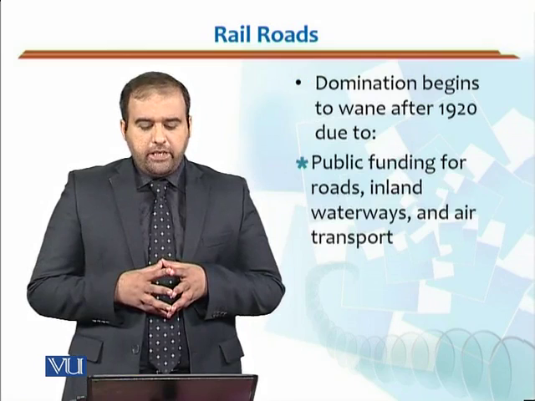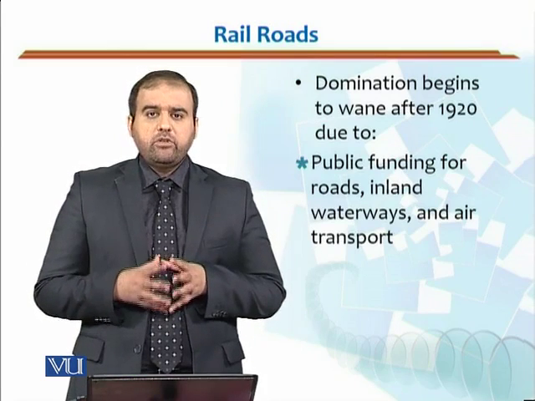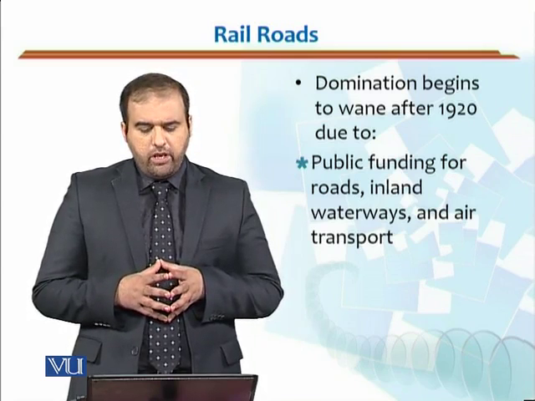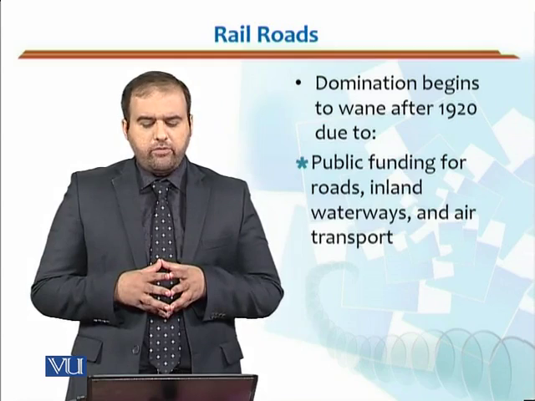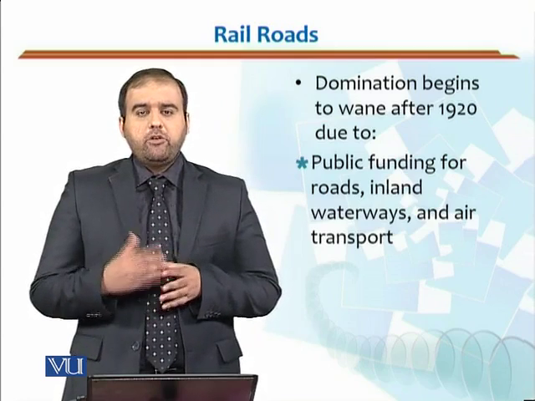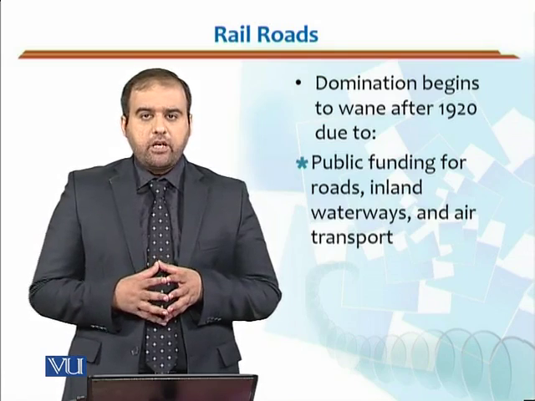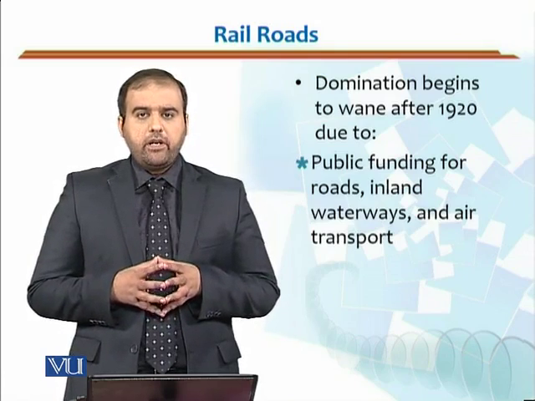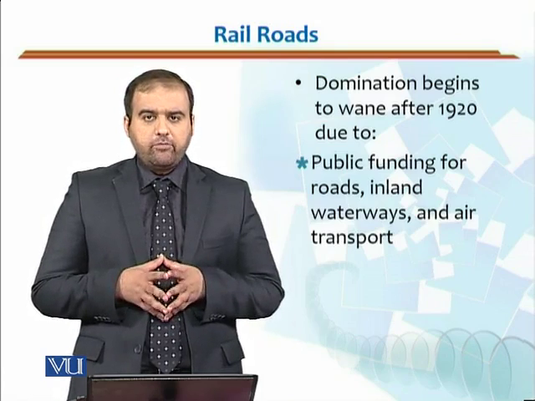Then domination begins to wane after 1920. 1920 के बाद थोड़ा कम होना शुरू हो गया. Why? Because of the public funding for roads, inland waterways, and air transport. Because after 1920, you have different modes of carriers. आपके पास mode of carriers जो हैं वो बढ़ गए. The alternatives were more than one at that point of time.